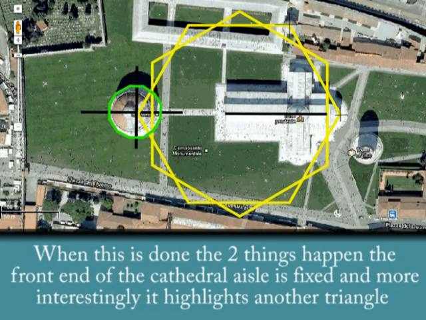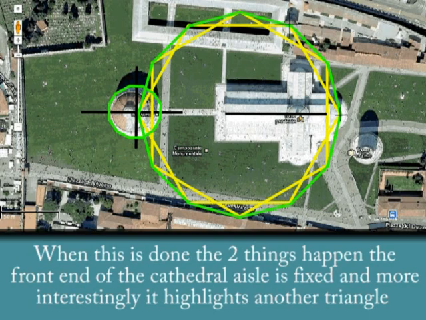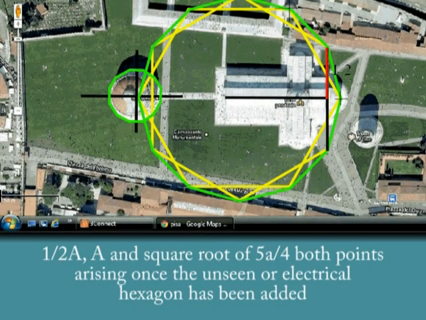When this is done, two things happen. The front end of the cathedral aisle is fixed, and more interestingly, it highlights another triangle. Half A, and the square root of 5A divided by 4. Both points arise once the unseen or elliptical hexagon has been added.